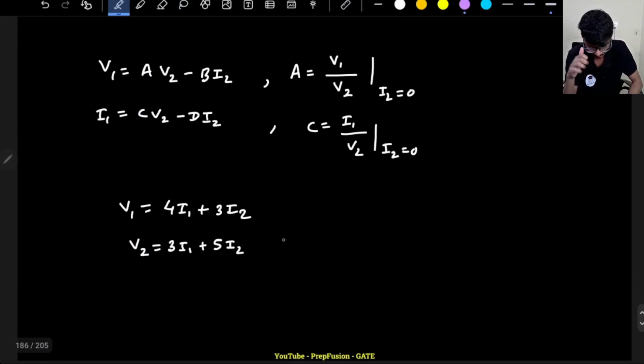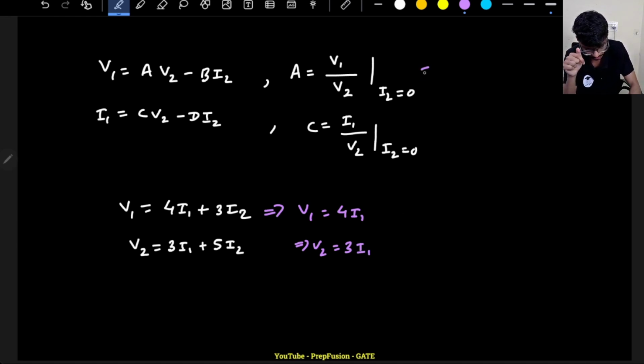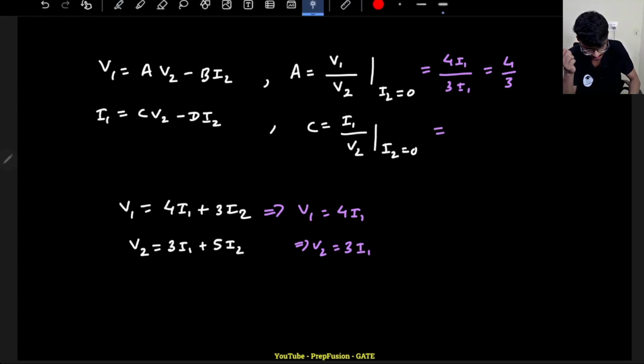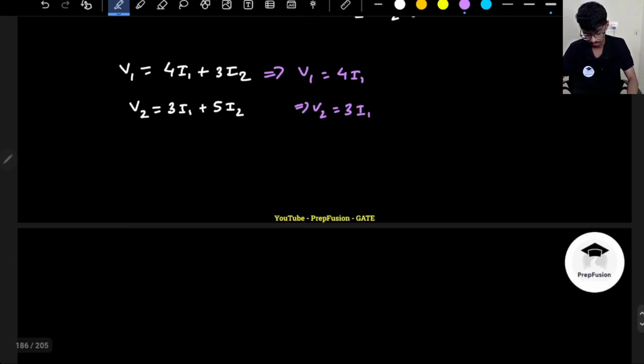So if I2 is 0, ultimately this gets converted into V1 equals 4I1 and V2 equals 3I1. So your V1 by V2 becomes what? 4I1 divided by 3I1. So it is 4 by 3. Okay. And your C is I1 by V2. So it will be 1 by 3. Okay. What about the next parameters?